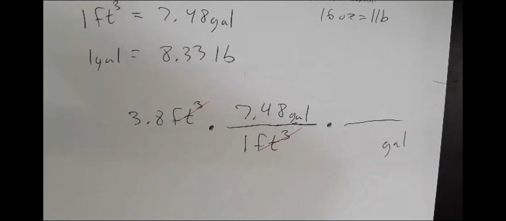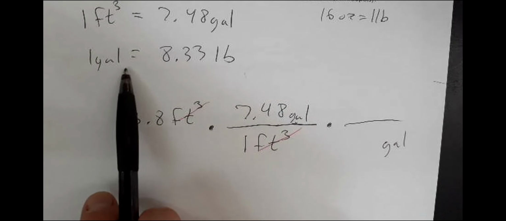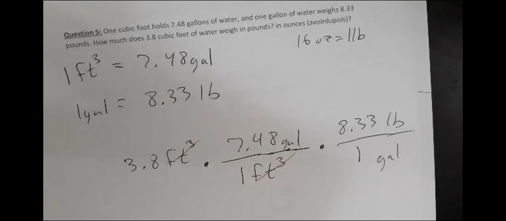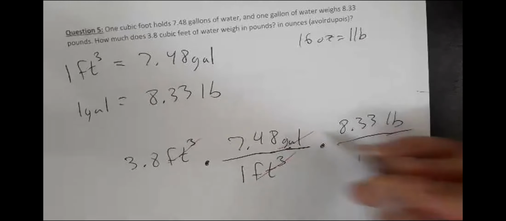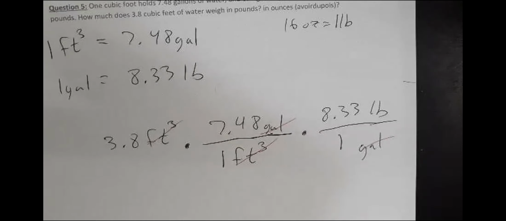What do I know about gallons? I already used this one, so I'm probably going to go to this one. 1 gallon is what, 8.33 pounds? 8.33 pounds for every 1 gallon. Then you have to do pounds, don't you? That's where I'm going first. That's the first thing it asks, what is the weight of the water in pounds?